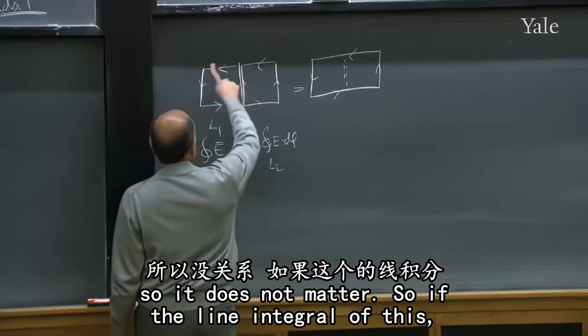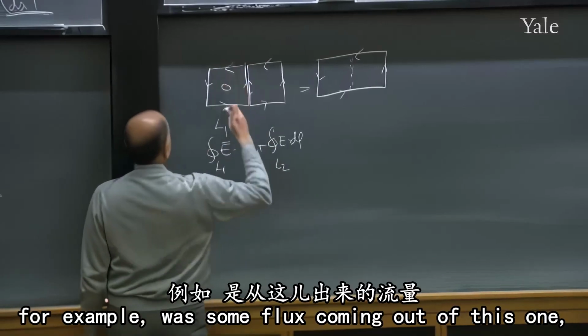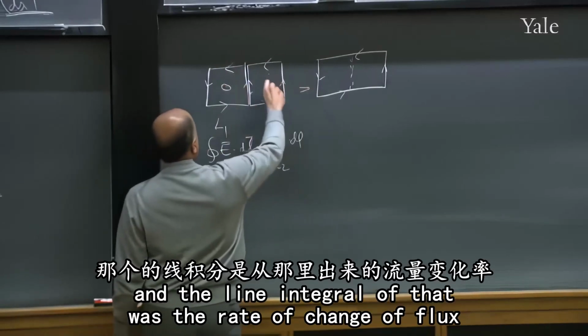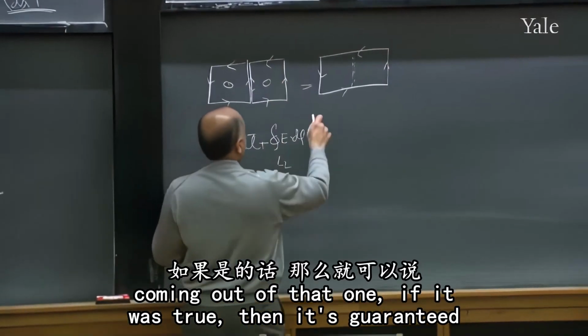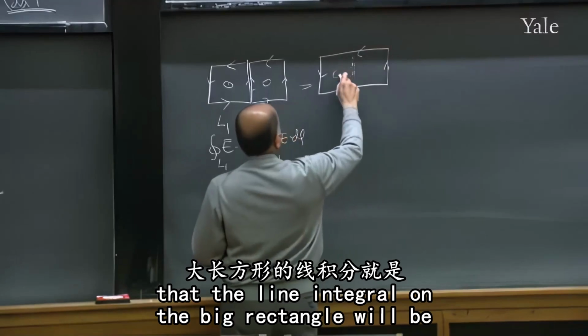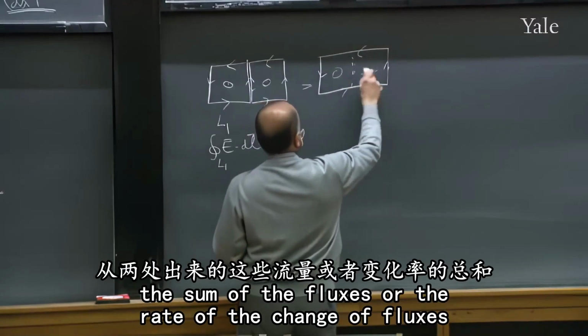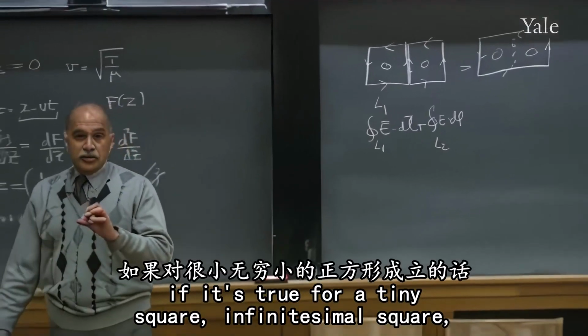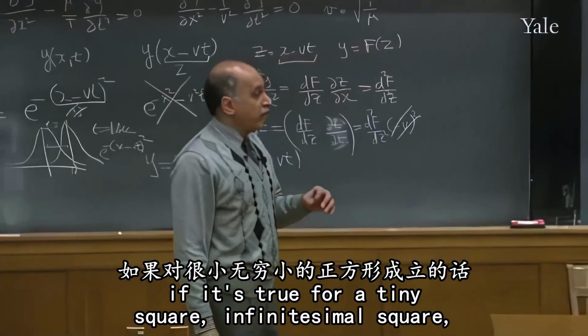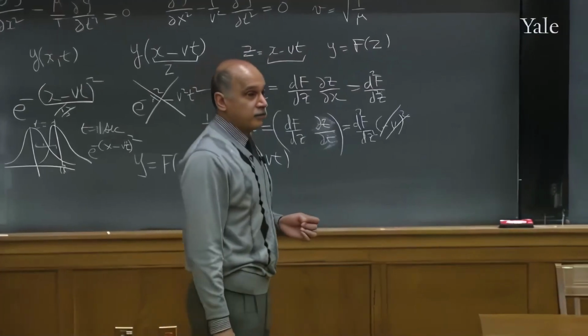So if the line integral of this, for example, was some flux coming out of this one, the line integral of that was the rate of change of flux coming out of that one, if it was true, then it's guaranteed that the line integral on the big rectangle will be the sum of the fluxes, or the rate of change of the fluxes coming out of both. So any Maxwell equation, if it's true for a tiny square, infinitesimal square, will be also true for anything bigger.